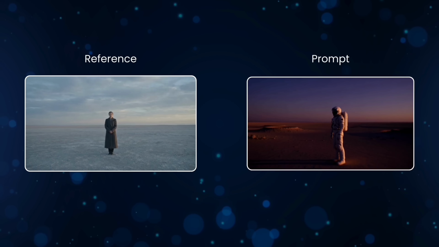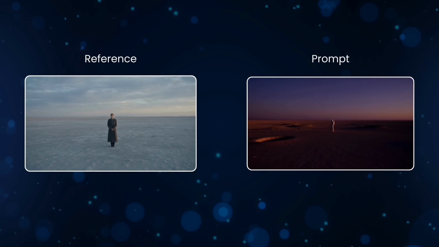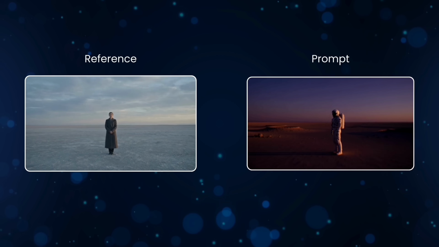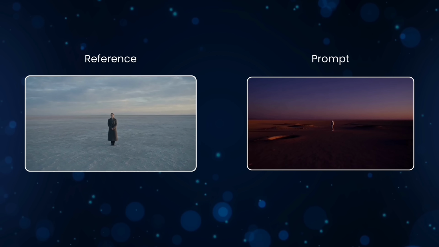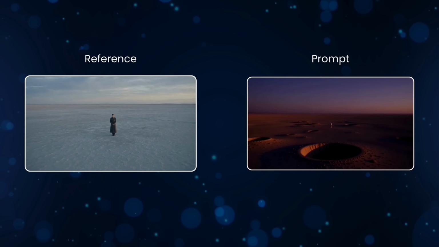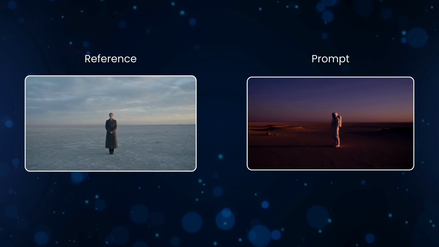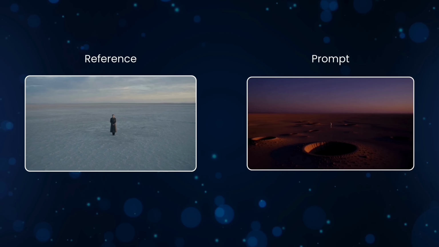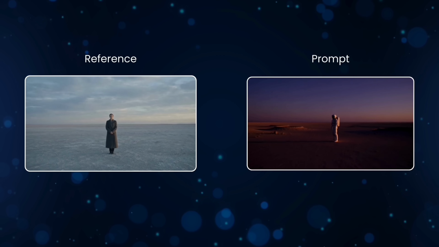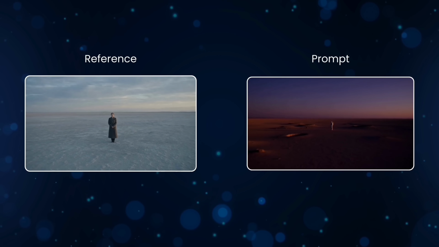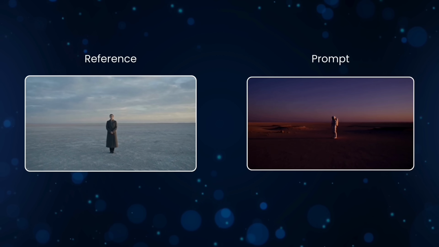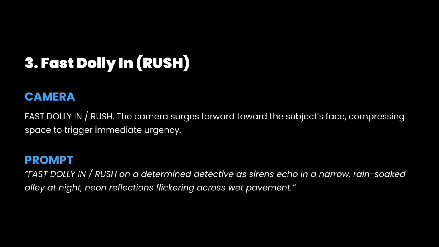A backward-moving camera reveals more of the environment as the subject recedes, shifting focus from character to world. It emphasizes isolation, scale, or consequence, and works best at emotional endings, realizations, or transitions where the environment overtakes the subject, such as finales, reveals, or thematic punctuation. Number 3. Fast Dolly In, or rush.